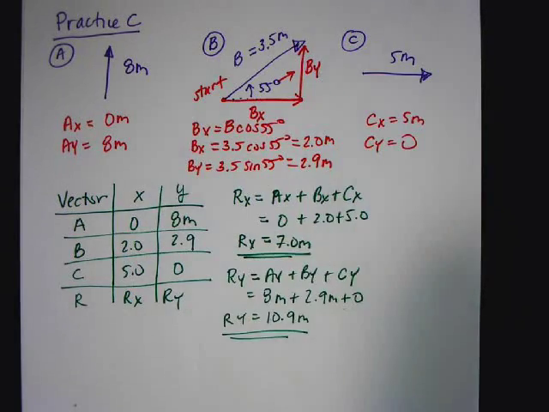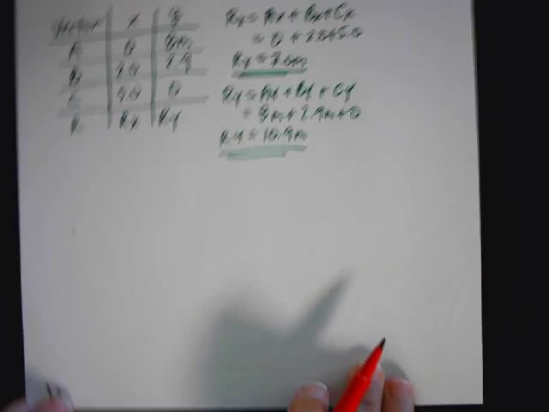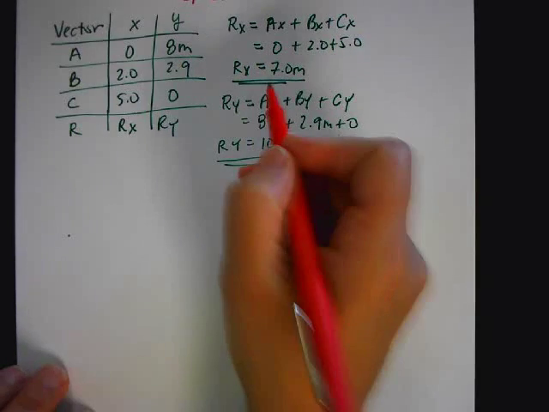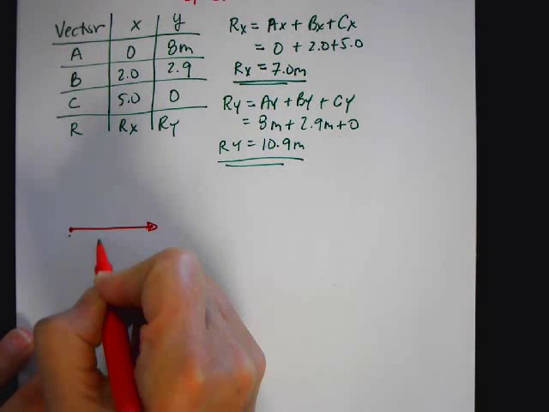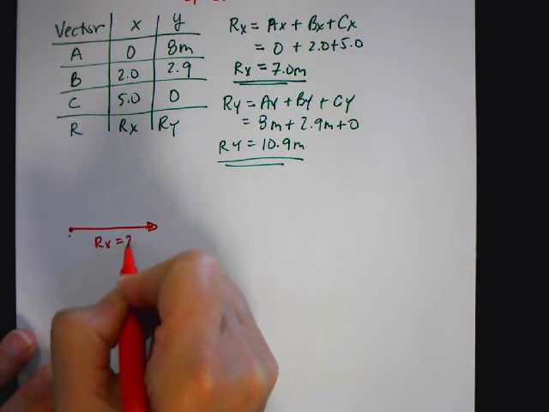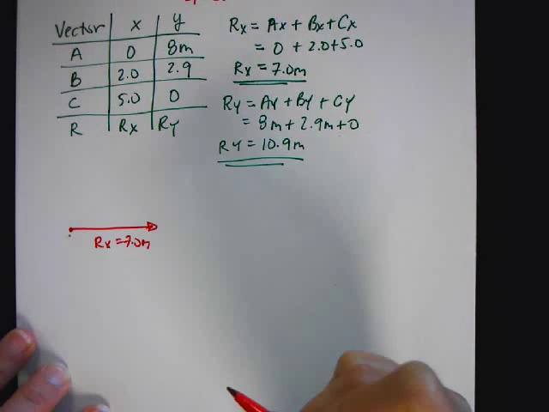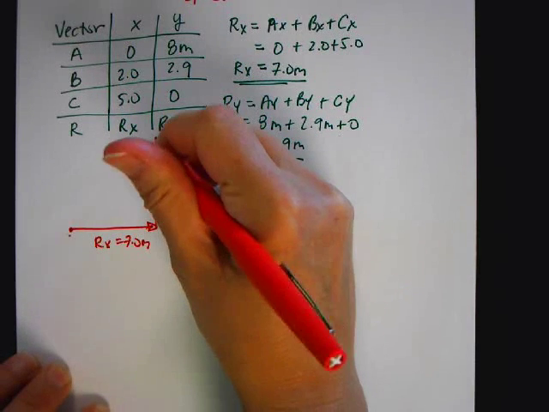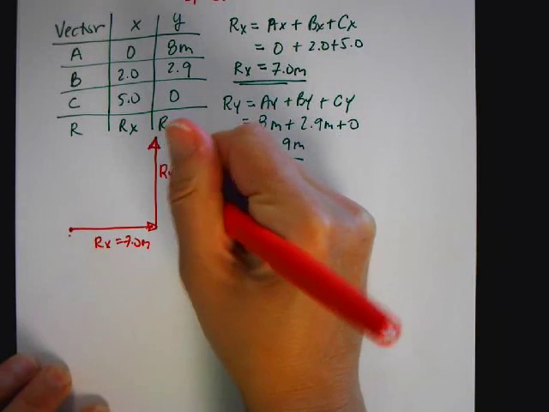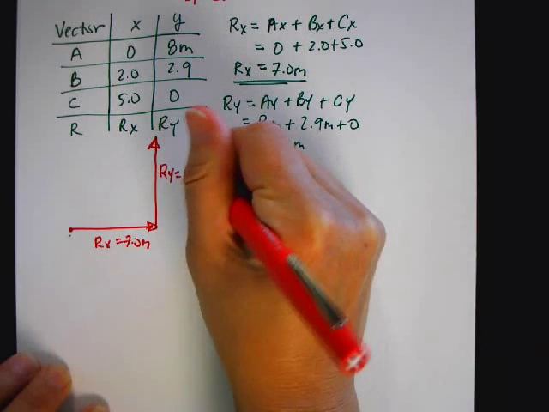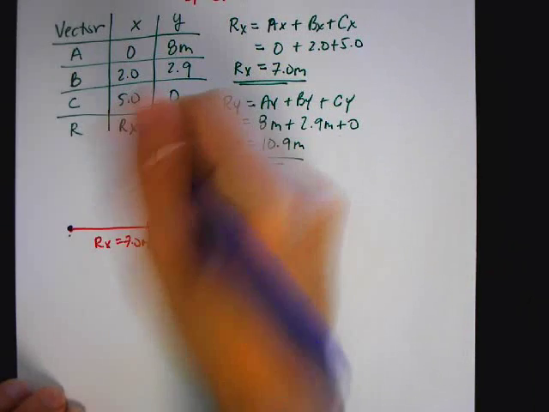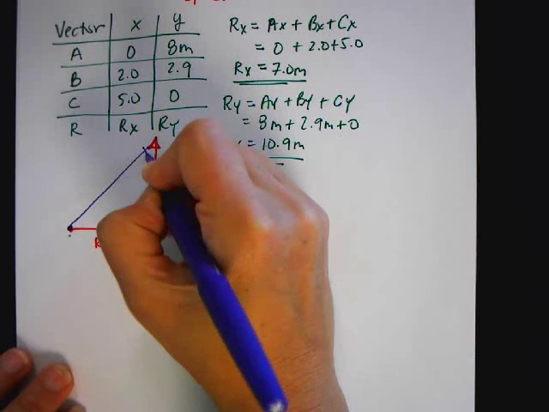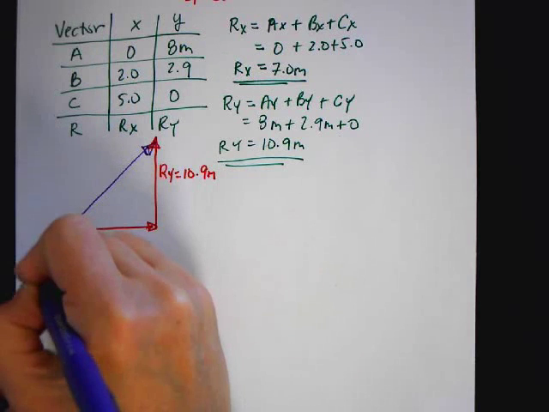From the head of this vector, I'm going to do the tail of the other. This is Ry. This is 10.9. Now to find my resultant from where I start to where I end up, and remember where I start is going to be the tail, and where I end is going to be the head of the vector. Why is that important? Well, when I need to do my direction, I always measure my direction from the tail of the resultant. So this is R, so now I can just use Pythagorean theorem.